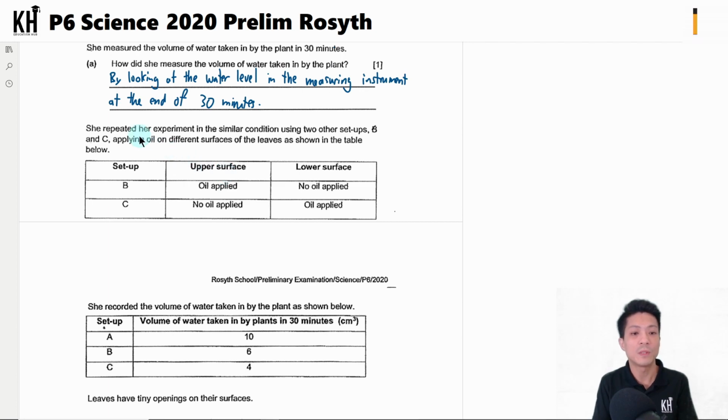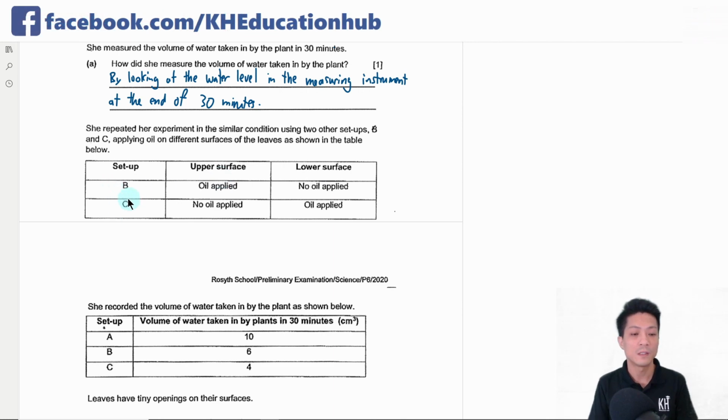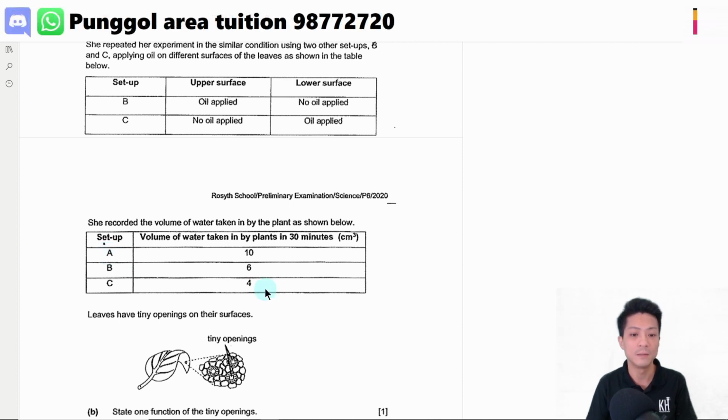Okay, so she repeated her experiment in similar conditions using two other setups, B and C, applying oil on different surfaces of the leaves as shown in the table below. Setup B, she applied oil on the upper surface and not the lower surface. Setup C, she applied oil on the lower surface and not the upper surface. Okay, she recorded the volume of water taken in by the plant as shown below. Setup A is the setup where no oil is applied.